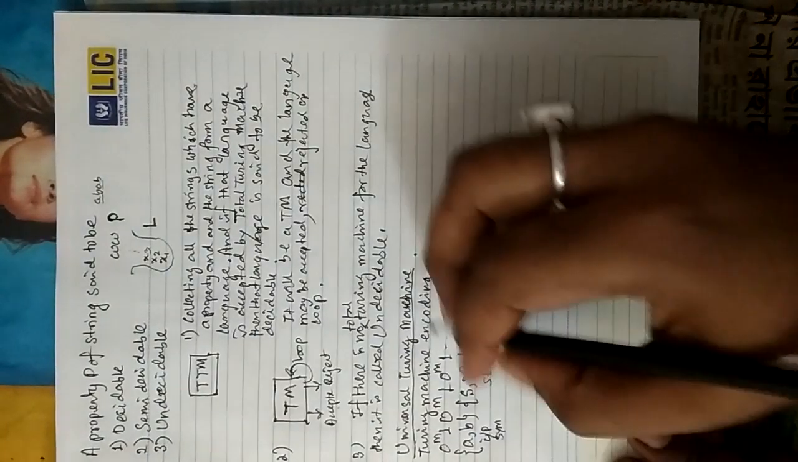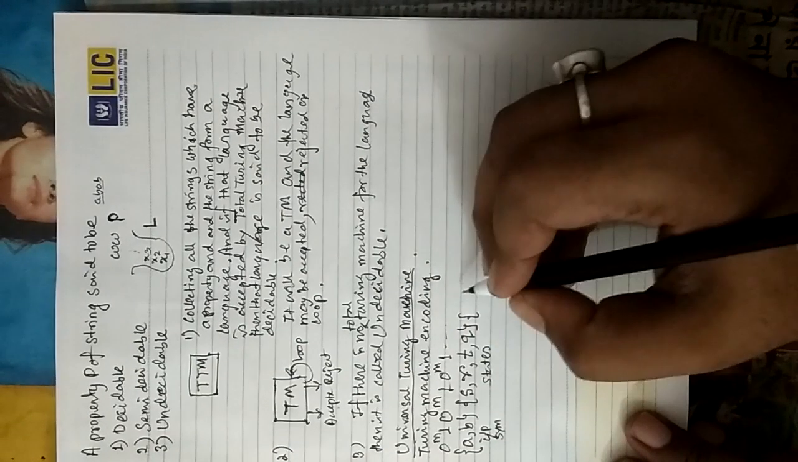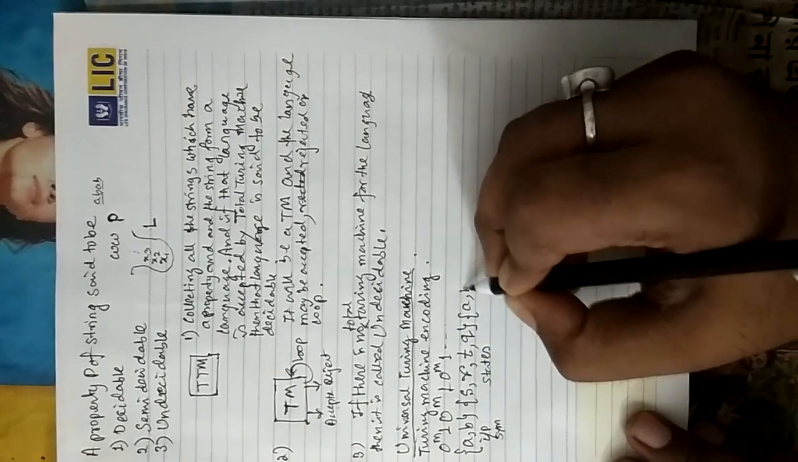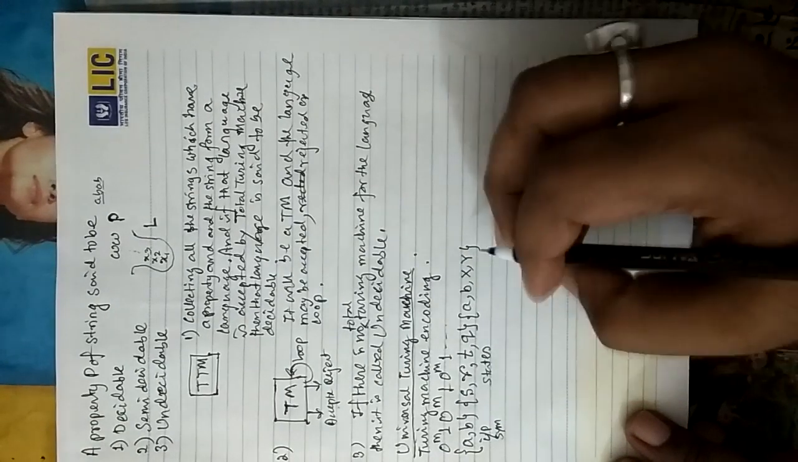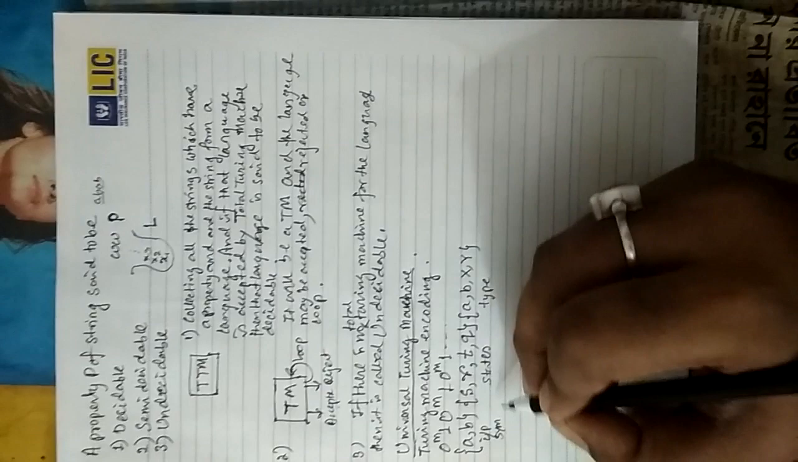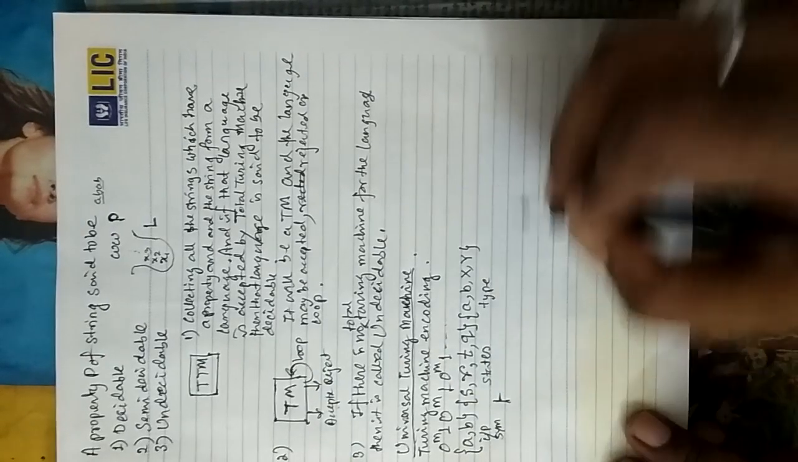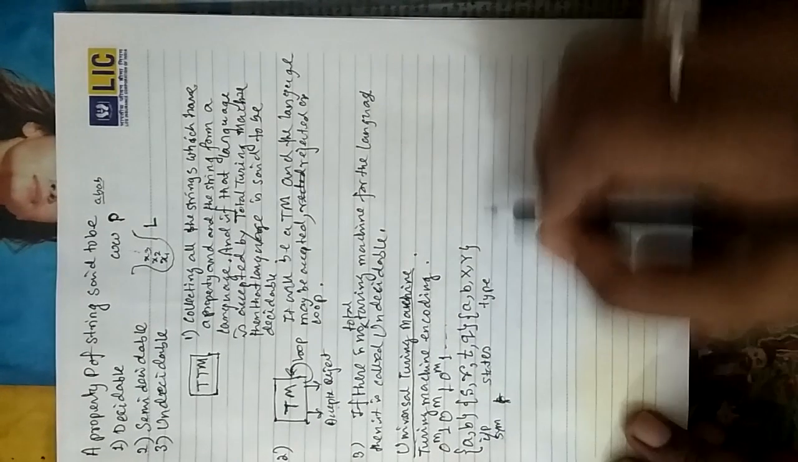Now there will be some tape symbols. Let us consider A, B, X, Y. I have taken these four tape symbols. Apart from this, there are many other symbols, but we will not consider those. We will just consider some main important parts.